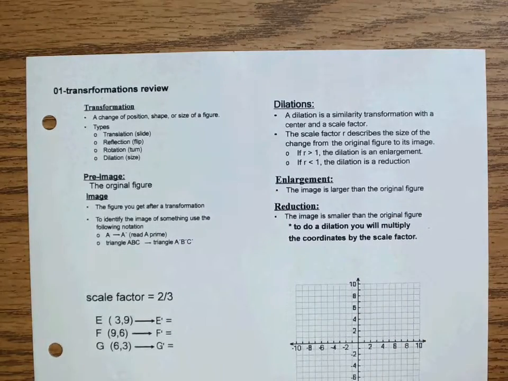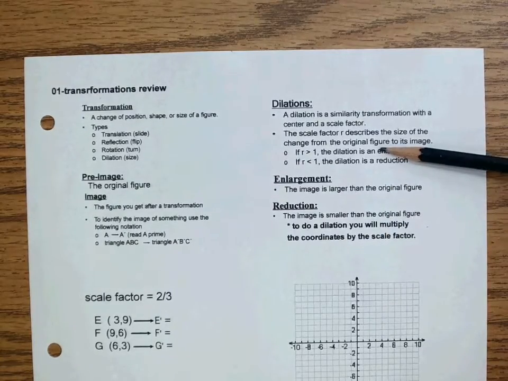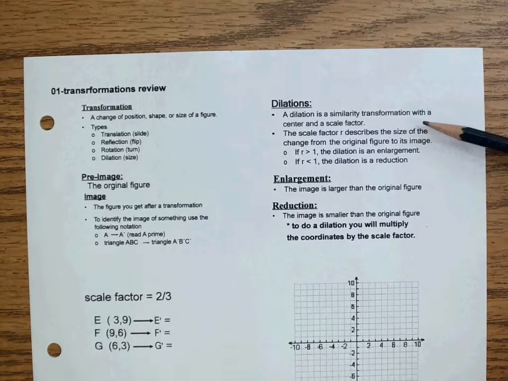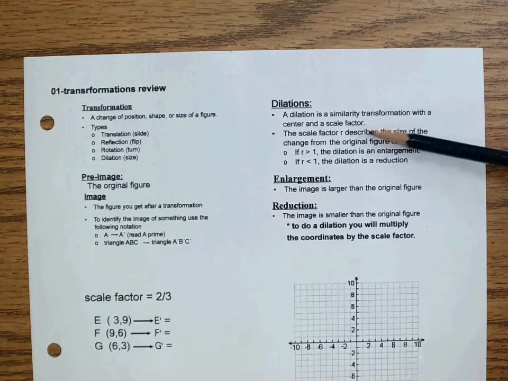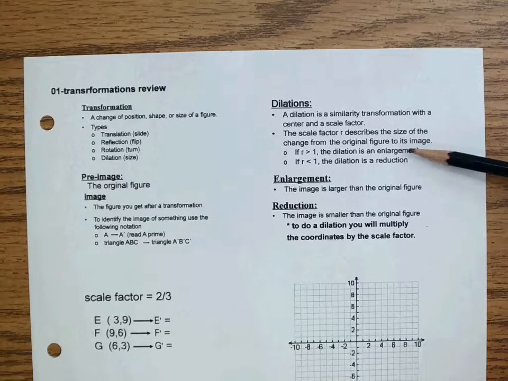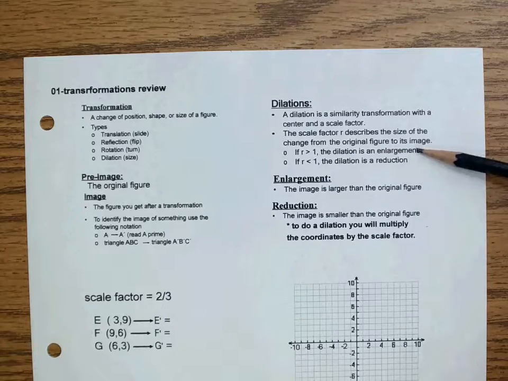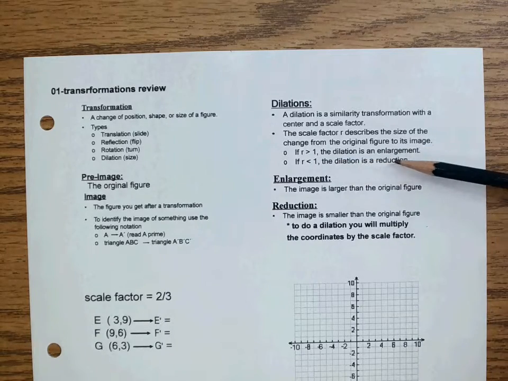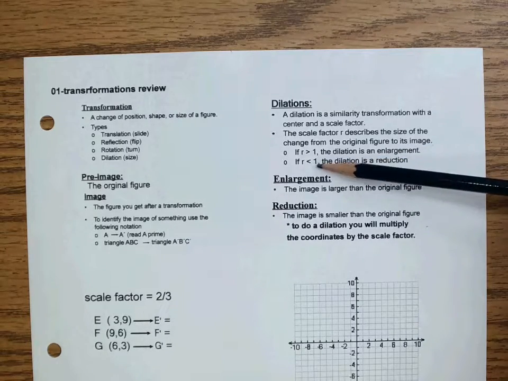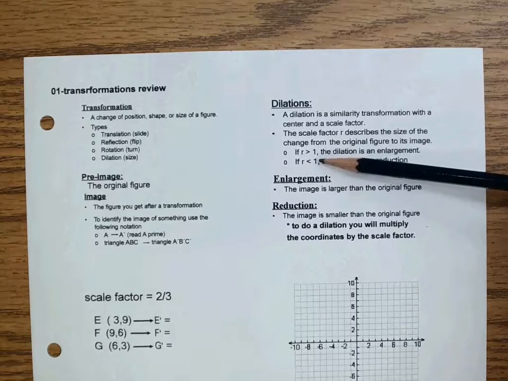Of the first 4 transformations, we're going to start with dilation. A dilation is a similarity transformation with a center and a scale factor. The scale factor r describes the size of the change from the original figure to its image. If r is greater than 1, then the dilation is an enlargement. If r is less than 1, then the dilation is a reduction. Usually when it's less than 1, it'll be some sort of fraction. They aren't going to be negative.